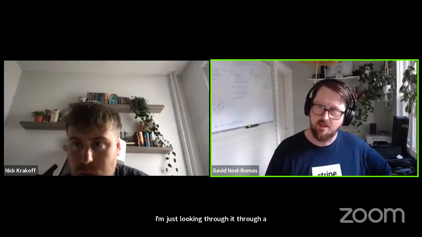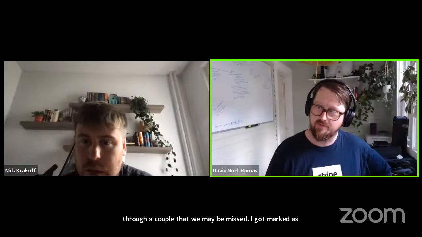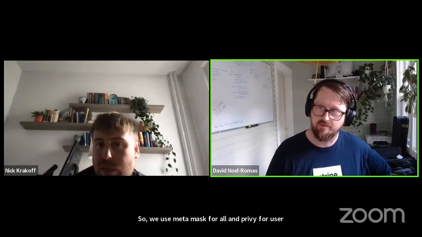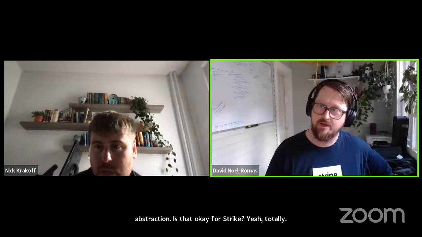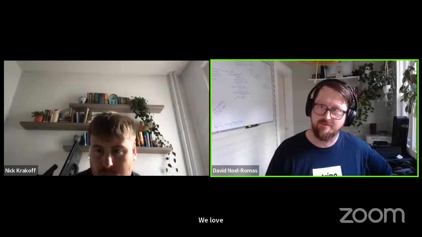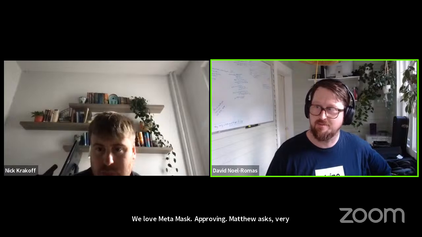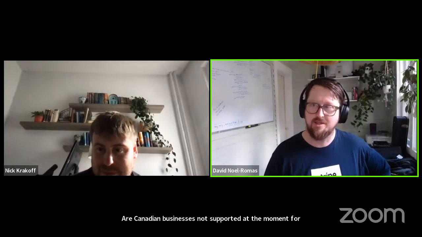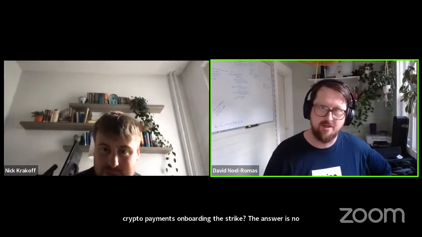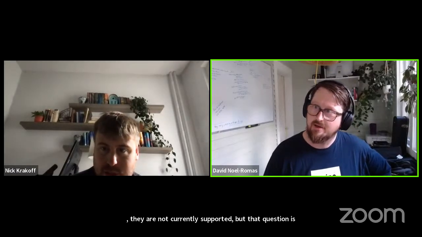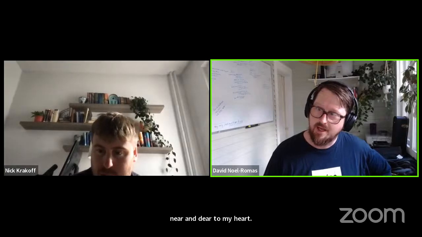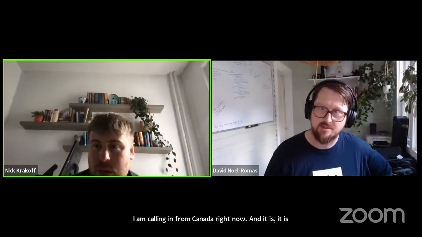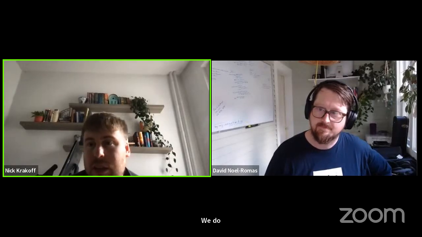So we use MetaMask for wallet and Privy for user abstraction. Is that okay for Stripe? Yeah, totally. We love MetaMask and Privy. Matthew asks, a very poignant question for me. Are Canadian businesses not supported at the moment for crypto payments onboarding with Stripe? The answer is no, they are not currently supported. But that question is near and dear to my heart. I am calling in from Canada right now. And it is something that's on our roadmap. It's something I am working on right now.